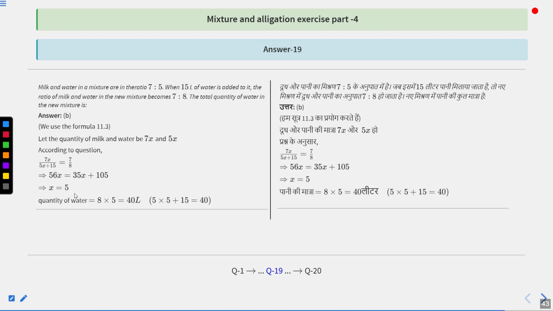Now the question is asking the quantity of water. In the new mixture, the quantity of water is 8x. So 8 into 5, which is 40 liters. Clear? Next.